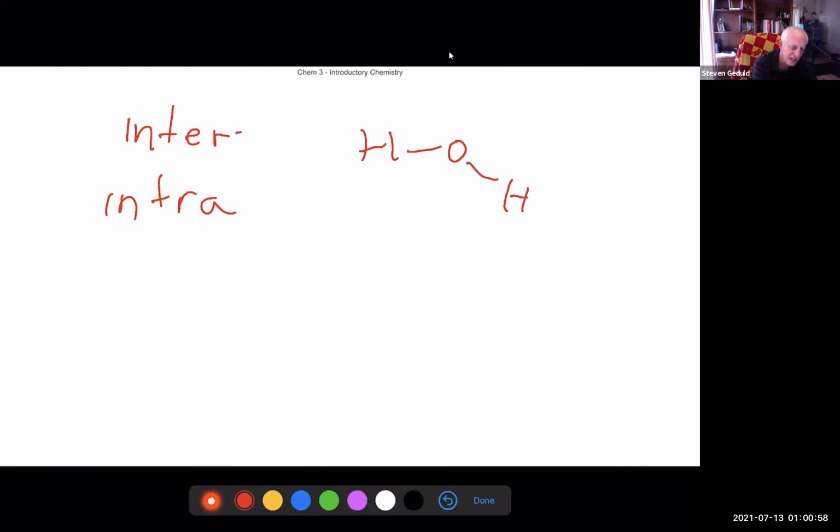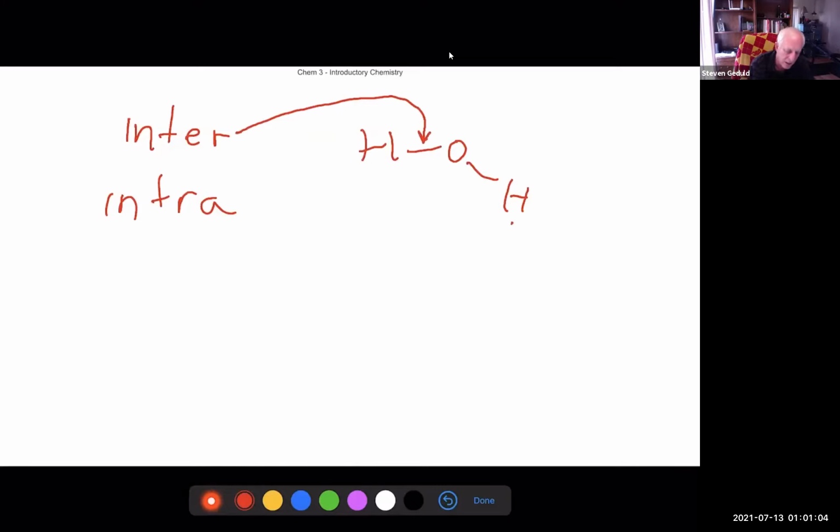Now we're going to talk about two types of forces: intermolecular and intramolecular. Intermolecular is within the molecule. Intramolecular is between molecules. So in other words, we take water, for example. We know we've got H2O. This is an intermolecular force inside the molecule.